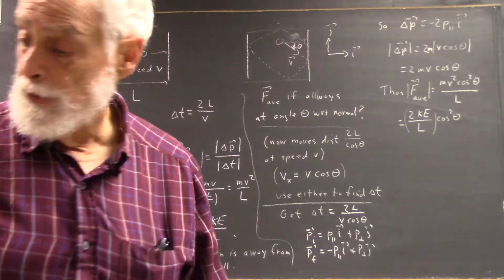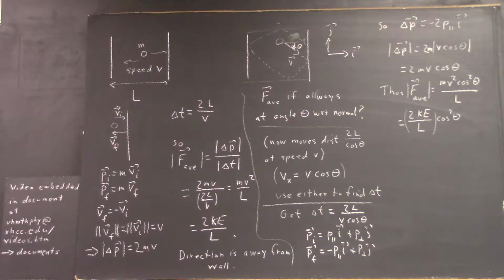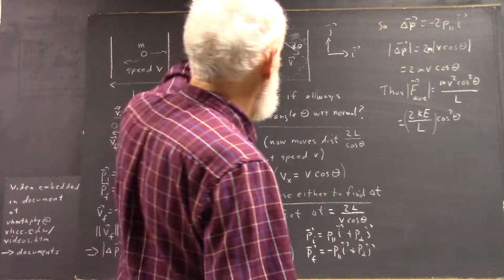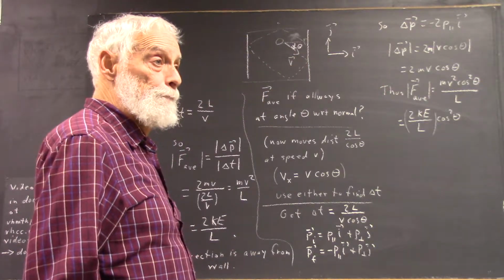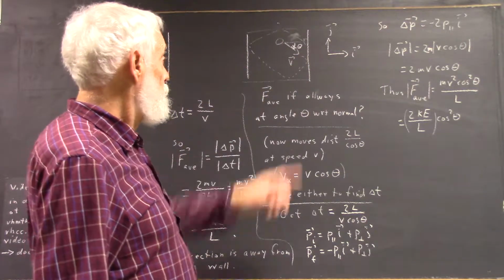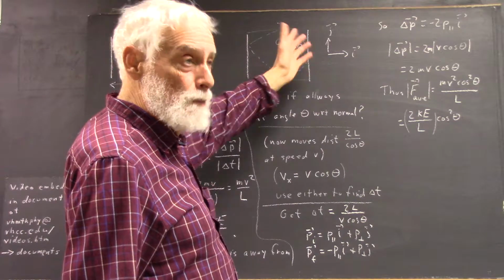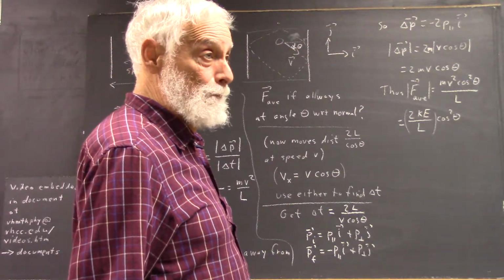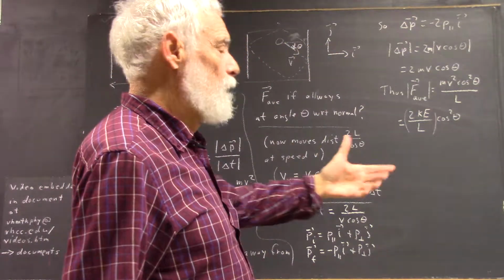Now, the next question we want to answer is, what if the direction of the particle is completely random? In other words, theta can be any angle with equal probability. Okay? Now I'm going to kind of go through that one for you.